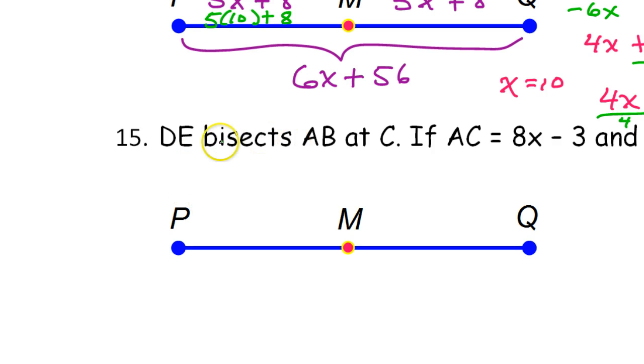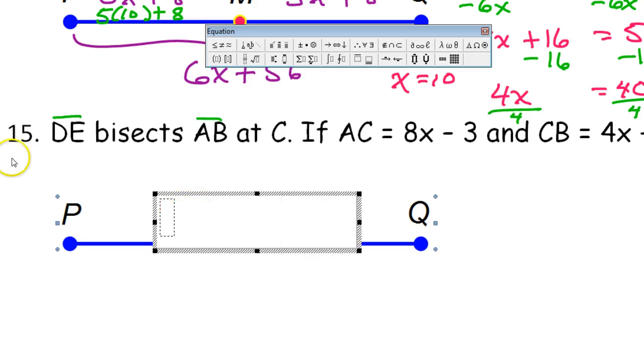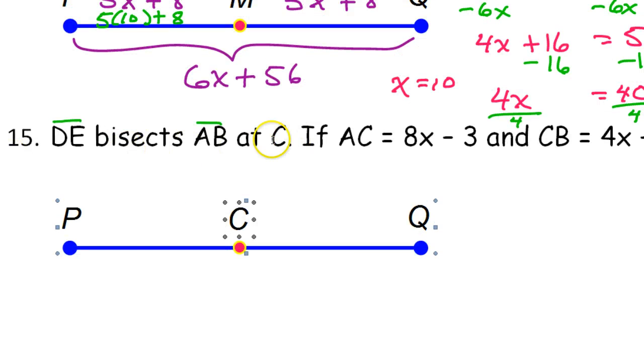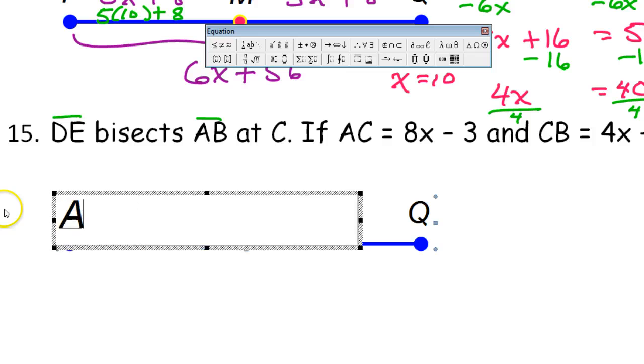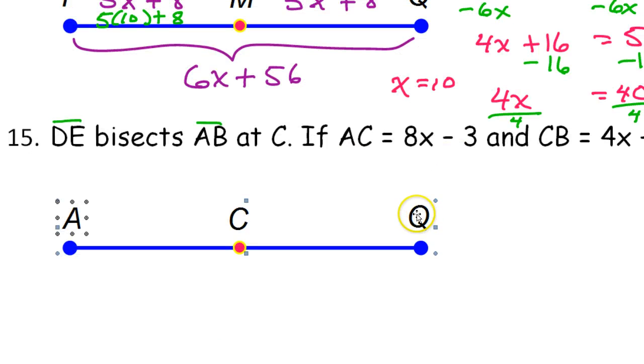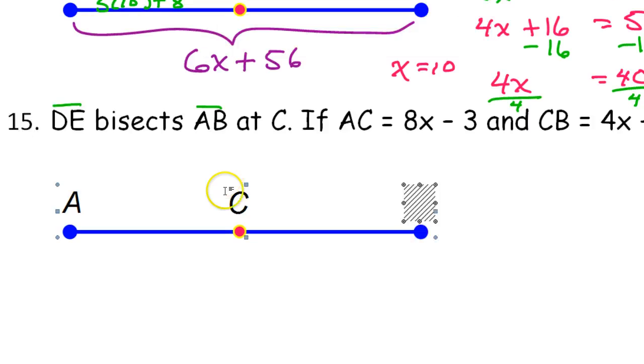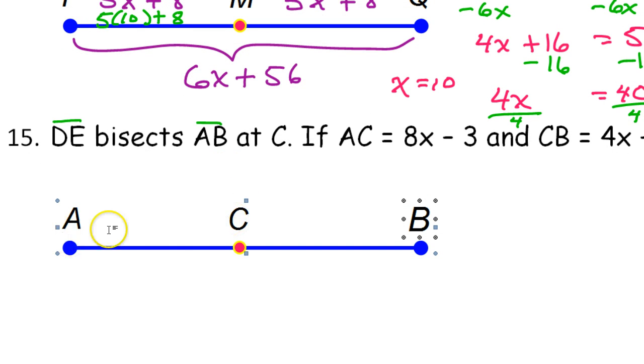So anyway, DE, and really this should be segment DE bisects segment AB at point C. So point C is going to be the midpoint. Let me see if I can change this. So point C will be the midpoint, and it's in the middle of AB. I'm going to change that to A, and this to B. So segment AB is being bisected at point C.